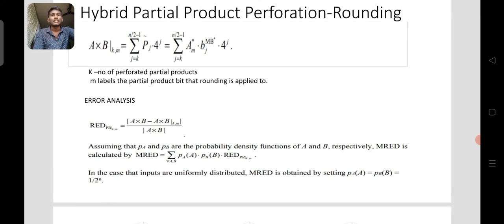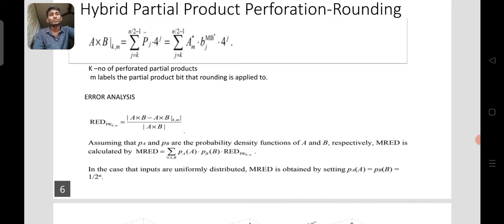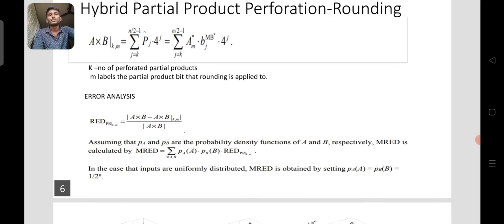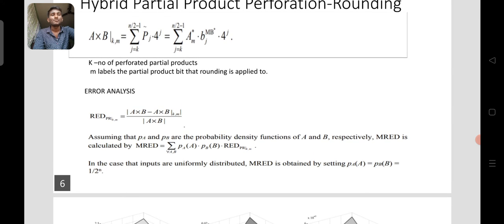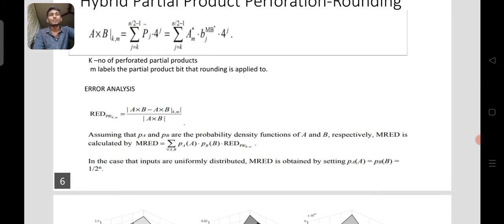For error analysis, the relative error distance RED is equal to the modulus of (A times B minus the approximate product) divided by the modulus of A times B. Assuming that p(a) and p(b) are the probability density functions of A and B respectively, MRED is calculated by the summation of p(a) times p(b) times RED. In this case, the inputs are uniformly distributed, so MRED is obtained by setting p(a) equal to p(b) equal to 1 by 2 power n.